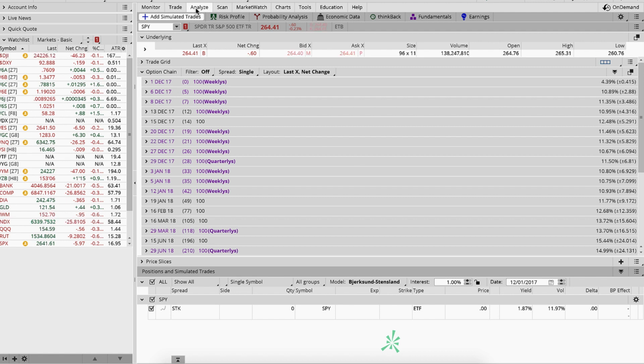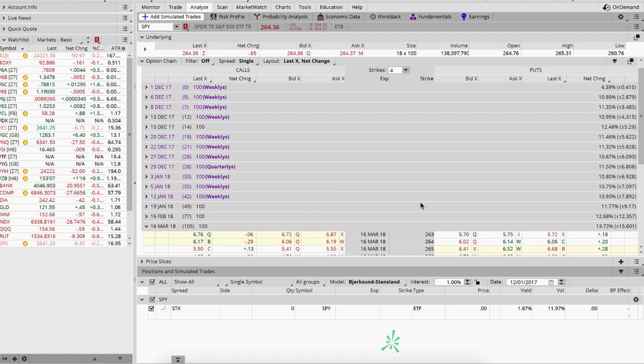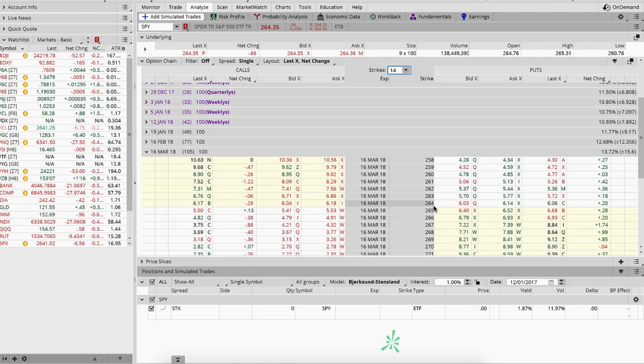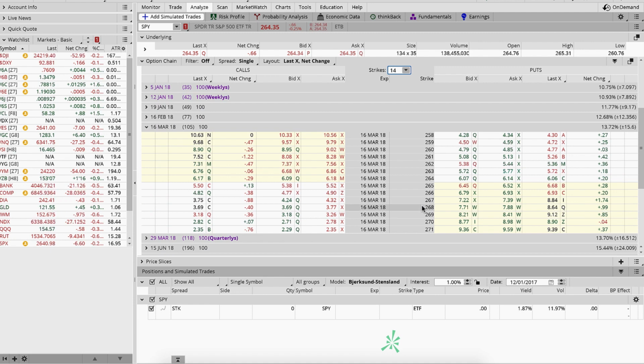So they have a tab up here known as Analyze Your Trades. So we're going to analyze a simulated trade. So if I go to Analyze, and I'm just going to go to the SPY, and I'm just going to randomly pick an expiration here. I'm going to go out, and I'm going to see more strike prices. So I'm going to list a few more strike prices, okay? But ultimately, we're going to purchase an at-the-money option.